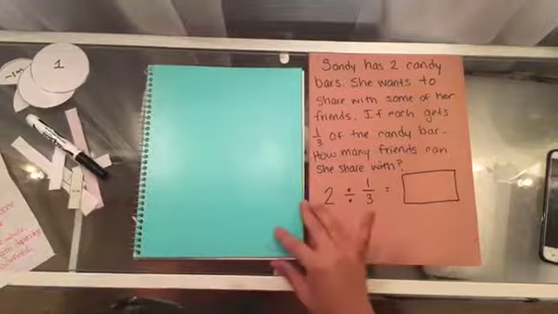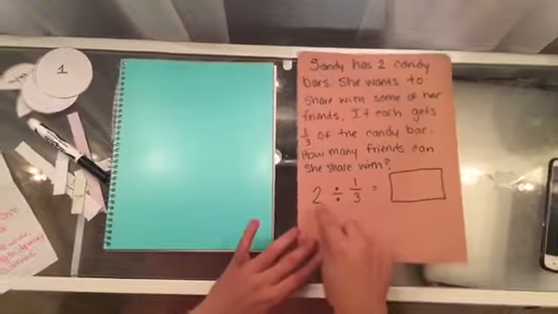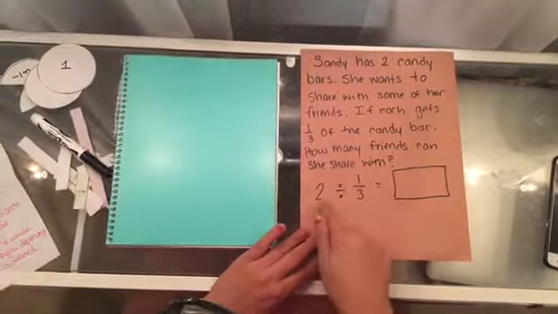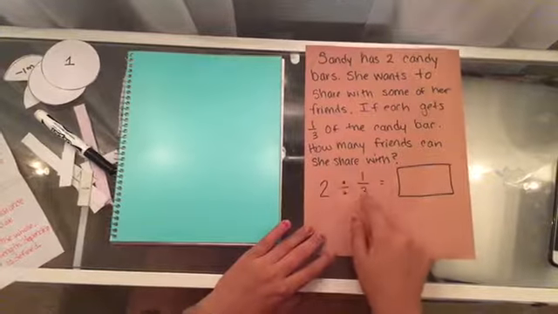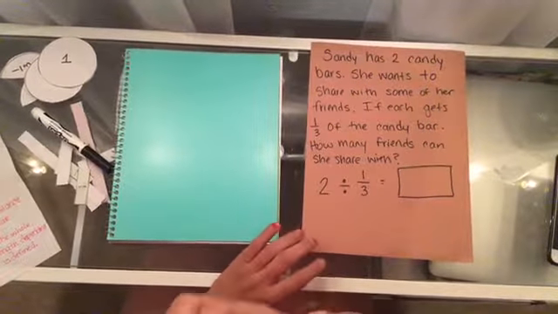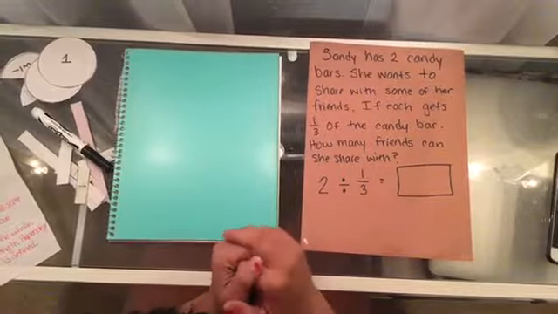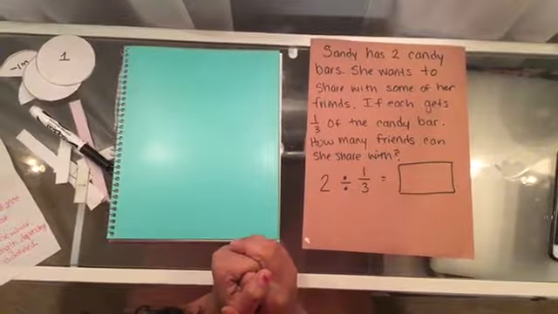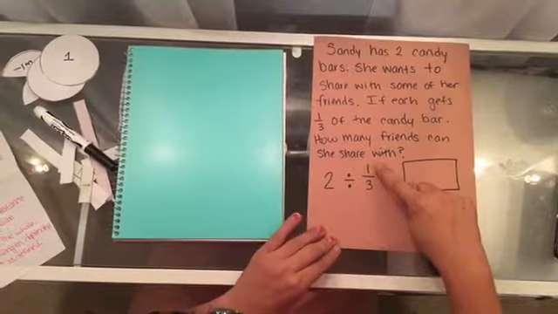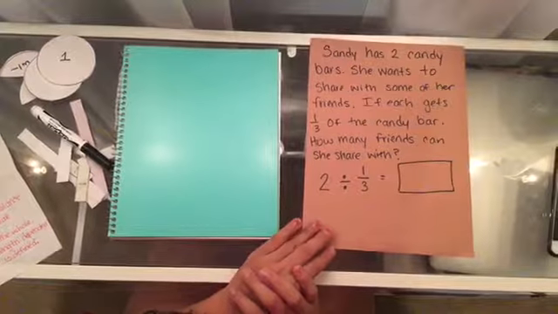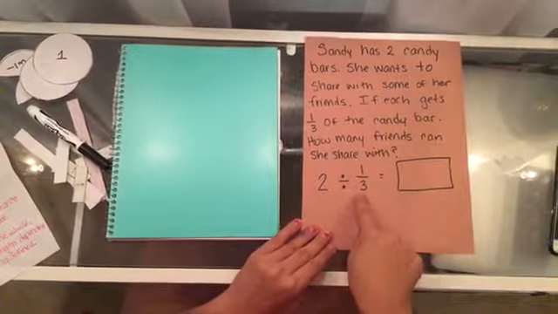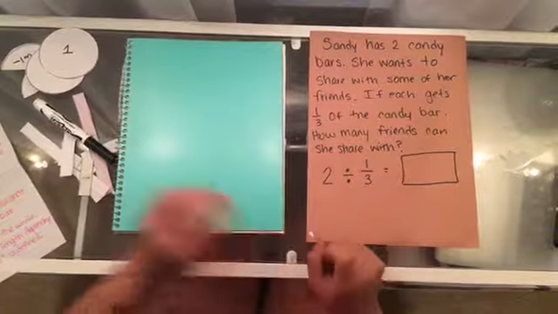Looking at our problem, our whole number is the number 2. It is 2 candy bars divided by 1/3. 1/3 is our unit fraction. A unit fraction is a rational number written as a fraction where the numerator is 1 and the denominator is a positive integer. So our denominator is 3 and it is a positive integer.